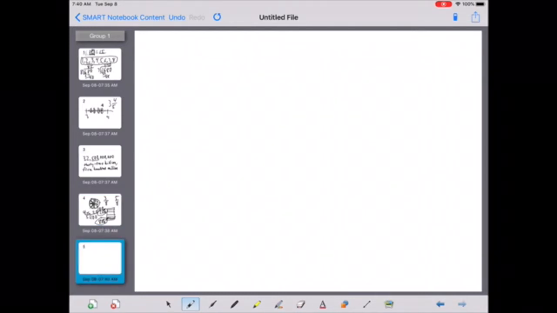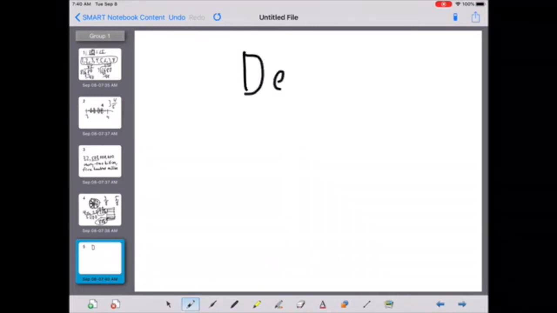Number 10, what is the name of the part of the fraction that indicates the number of equal parts in a whole? If you're looking at your yellow folder for the answer, you got the bottom number. That is called my denominator.